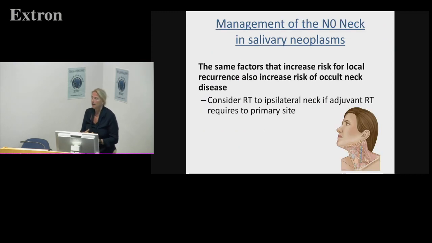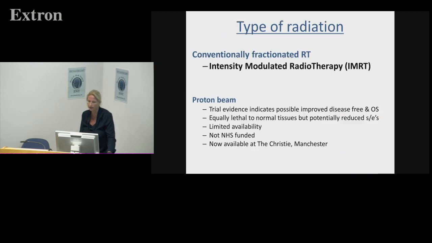So in terms of myself and what I think about the neck management, again, the same things apply as we use in squamous cell carcinoma of the head and neck. And as surgeons, you're thinking about whether to do the neck dissection or not, because it's those same risk factors that increase the risk of local control that also increase the risk of nodal metastases. So in terms of the adjuvant treatment, I would be using those factors to determine whether I should just be treating the tumor bed or treating the ipsilateral neck as well. But I can't think of any indication where you'd want to treat the contralateral neck unless, of course, you've got bilateral disease.